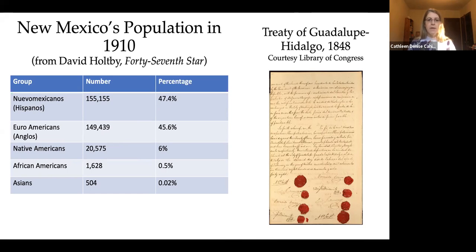So the number of Anglo-Americans was growing in large part due to the railroads, but Spanish-speaking New Mexicans are still quite powerful in the state in 1912. So just the bigger context is the rest of the country is, of course, a little hesitant to allow New Mexico to become a state. They're worried that the Spanish-speaking population is too foreign, right? Even though they're part of the country. They're worried that they're too Catholic.